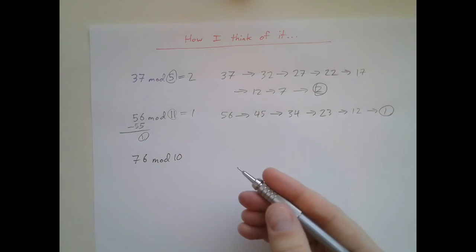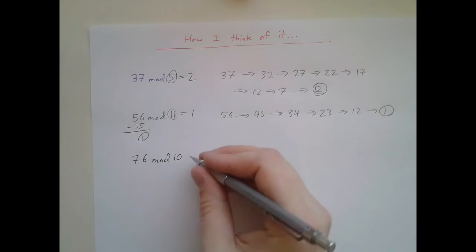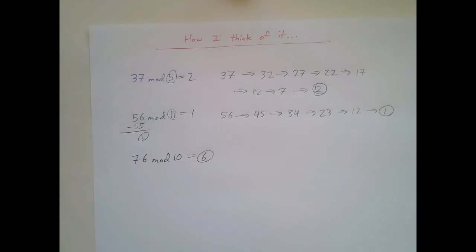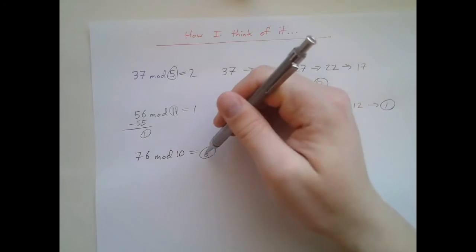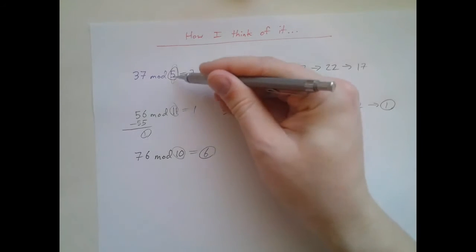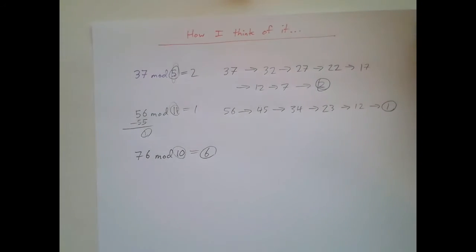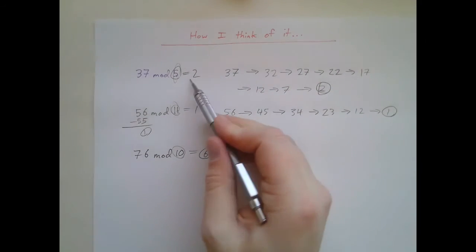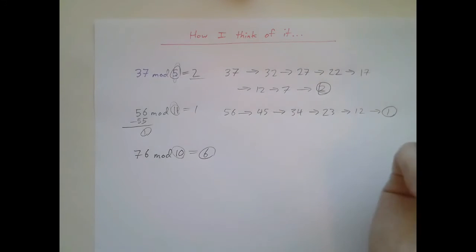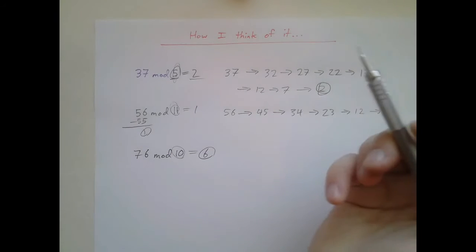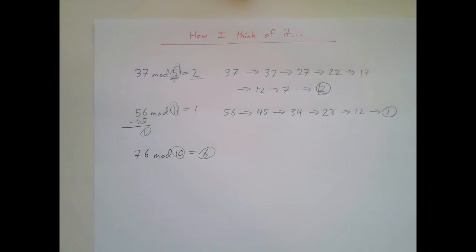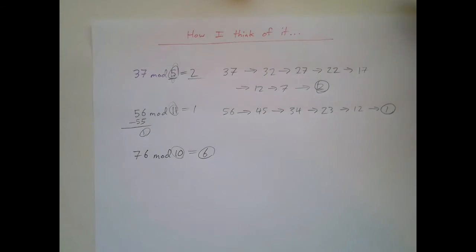So 76 mod 10, subtract 10 7 times, that will leave you with 6. So that's how I like to think of it. Just subtract this number here, which is called the modulus, and keep subtracting it till you got a number that's less than that number. And that works for all positive numbers. Negative numbers work a little bit differently.